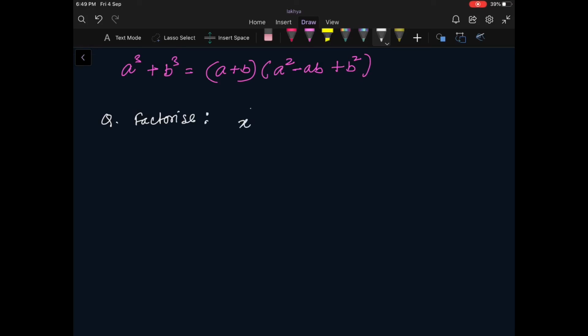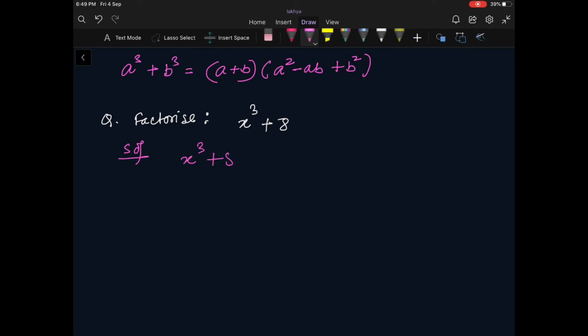Our next identity is a cube plus b cube, which is equal to a plus b into a square minus ab plus b square. Suppose we have a question, factorize x cube plus 8. Then how to factorize this? Let me solve this problem.